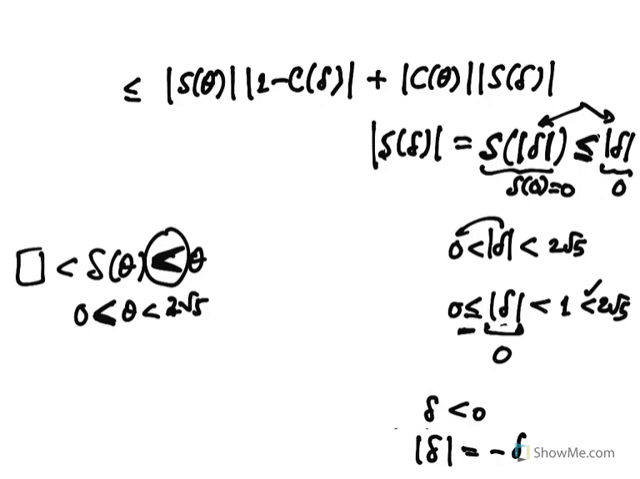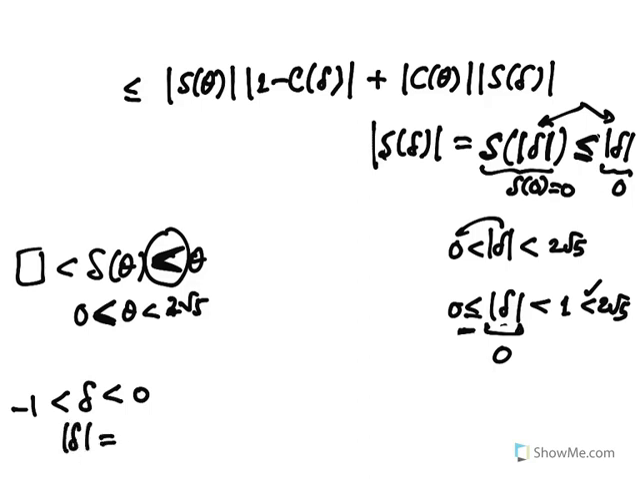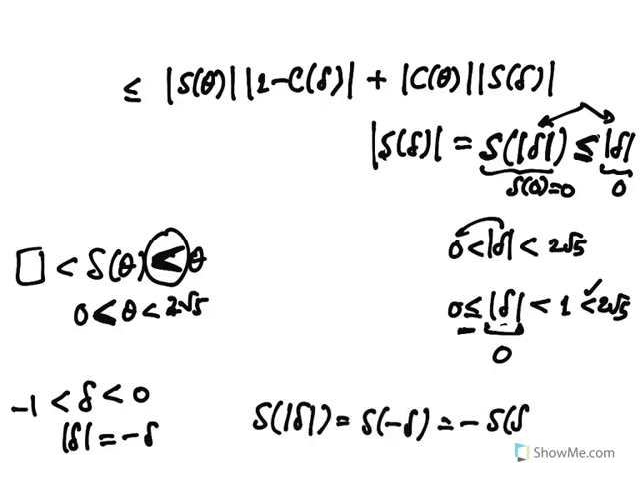Yeah, I'd better handle the details. So imagine that delta is less than 0 and greater than -1. So delta's negative, right? Then the absolute value of delta is minus delta, right? And s of that is s of minus delta, and then the minus comes out. But this is positive. No, I'm sorry, it's negative. Because delta is negative.